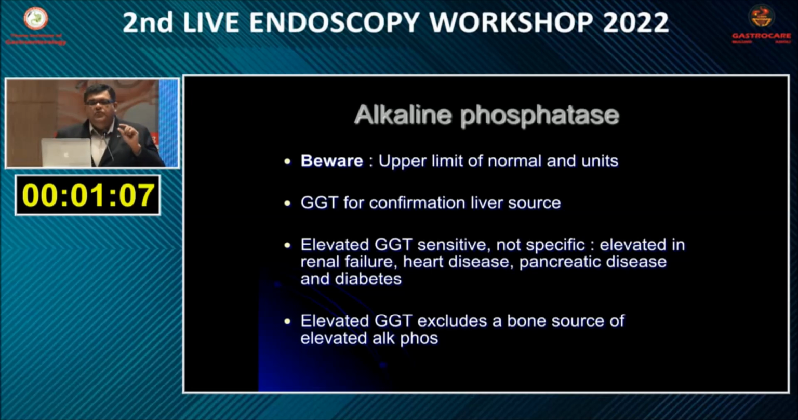GGT is a very useful test to do, and all of you have to be aware because it is not something which was taught to us when we were undergraduate students. So GGT increases in 3 situations. 1, in obstructive jaundice. Second, in anybody who consumes alcohol, even if there is no liver disease, the GGT will still increase. So GGT can be used as a marker for alcoholism.